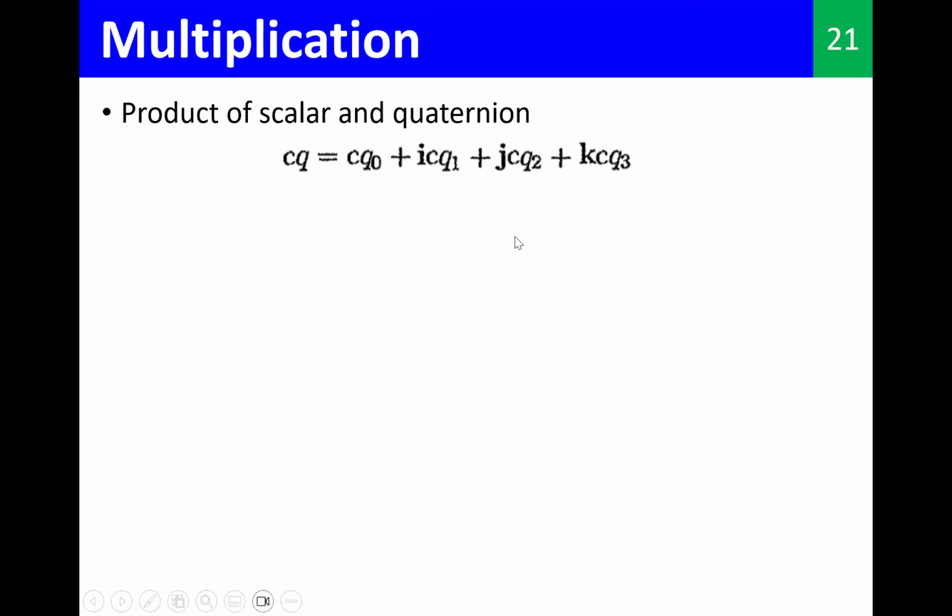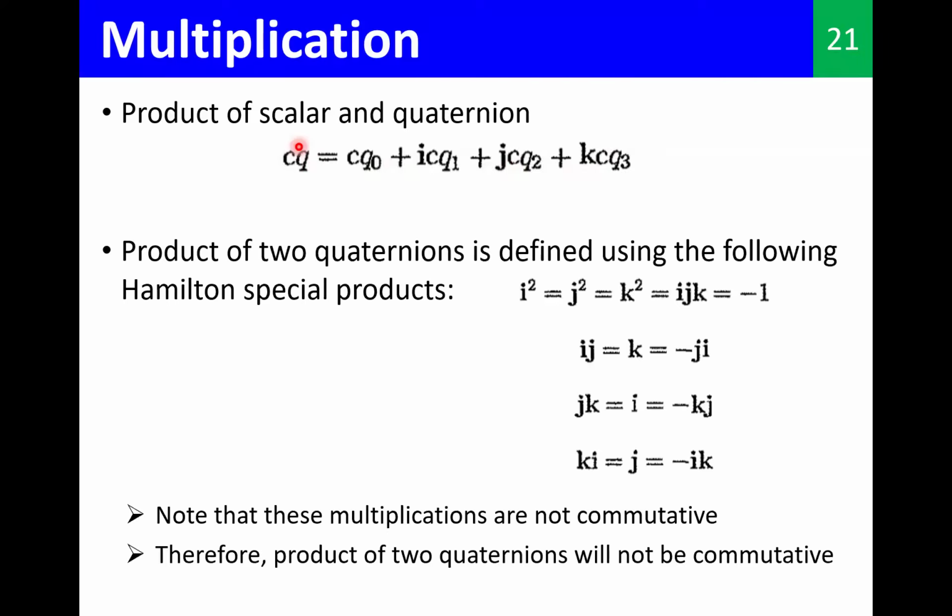Now, if you move on to multiplication, the product with a scalar c is as simple as multiplying these individual elements by c. Simple as that. That's a product with a scalar. Now, this is the little bit involved thing, that is, if you want to take the product of two quaternions, right?